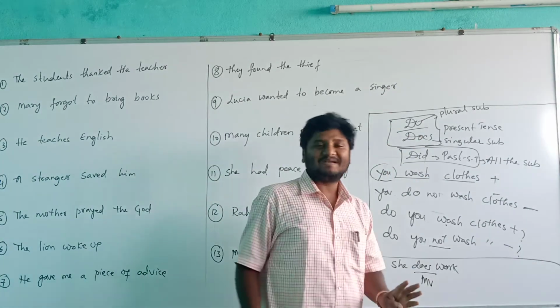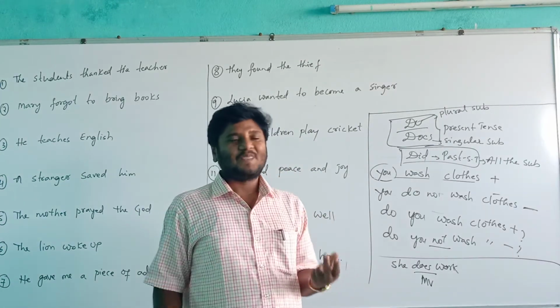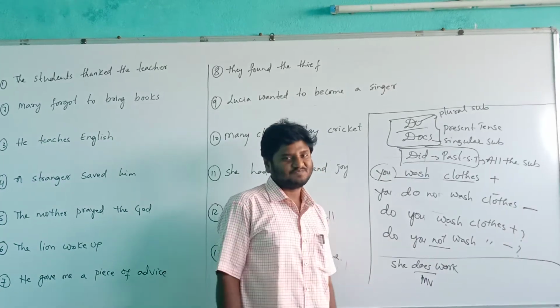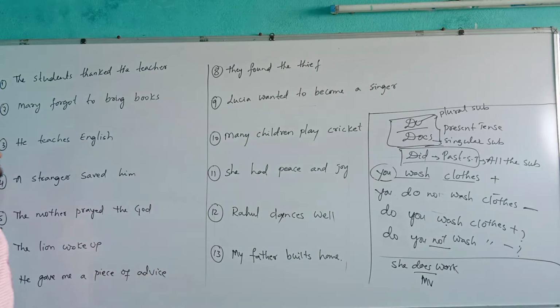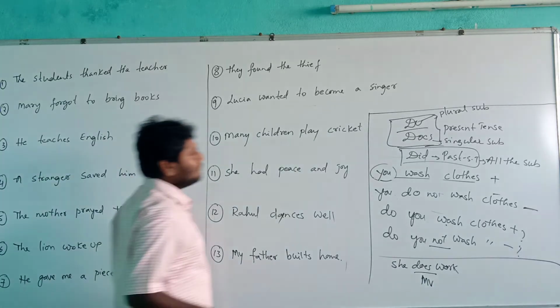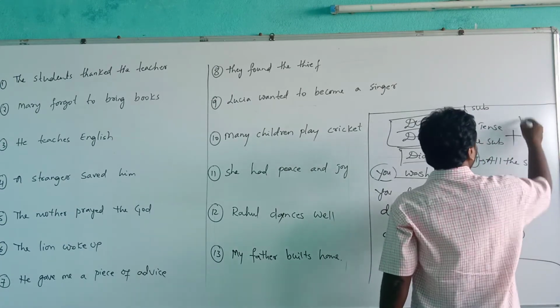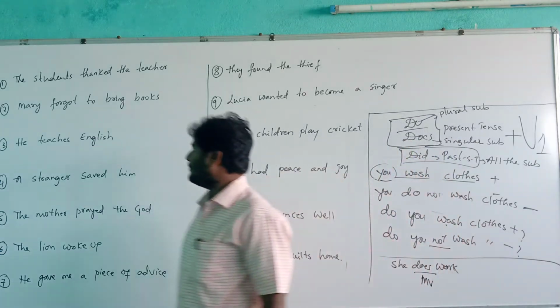In the present simple tense, does for singular, do for plural. In the past simple tense, did is used for all the subjects. Okay? Now we have to understand what will be the correct structure of the sentence. But remember, when we have do, does and did, whatever the tense form, you have to use V1.